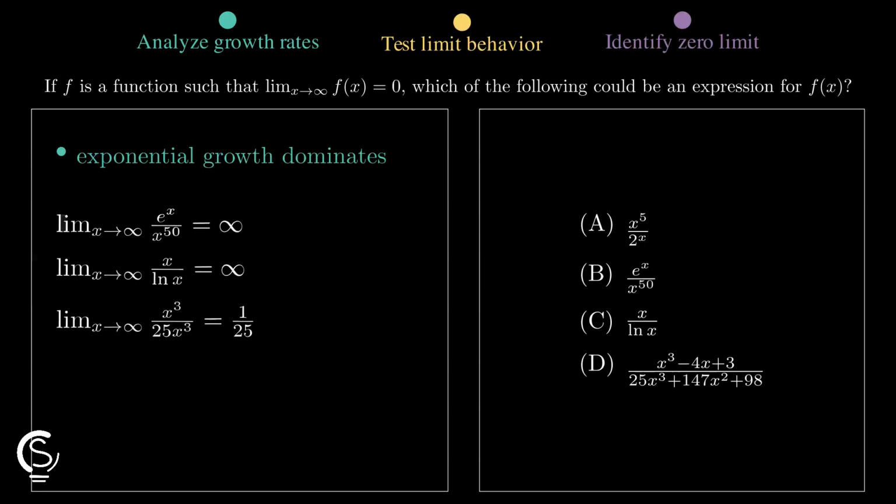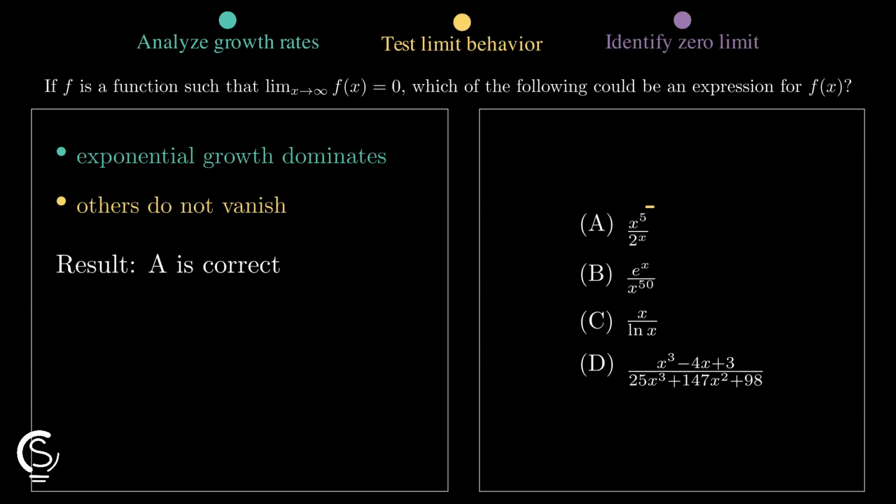Since only option A results in a limit of 0, we've confirmed our choice. The denominator's exponential growth ensures the fraction shrinks to 0 as x increases. Let's go!